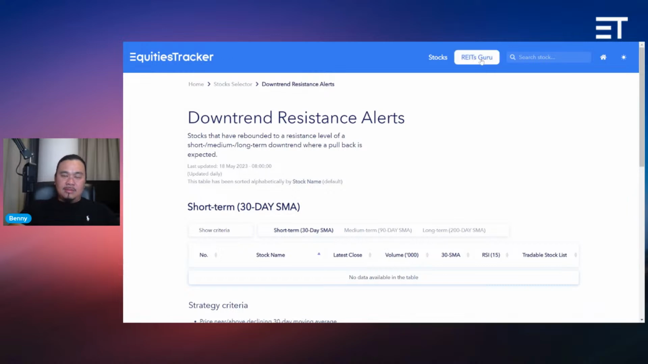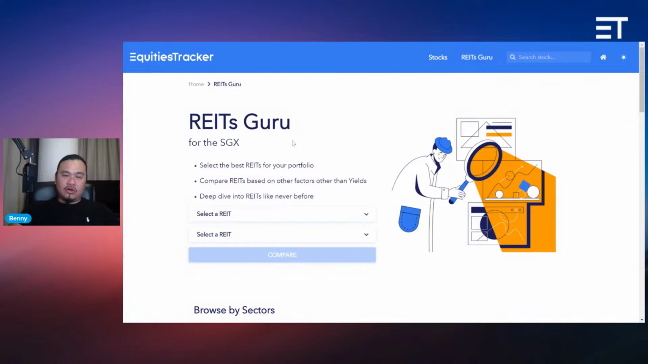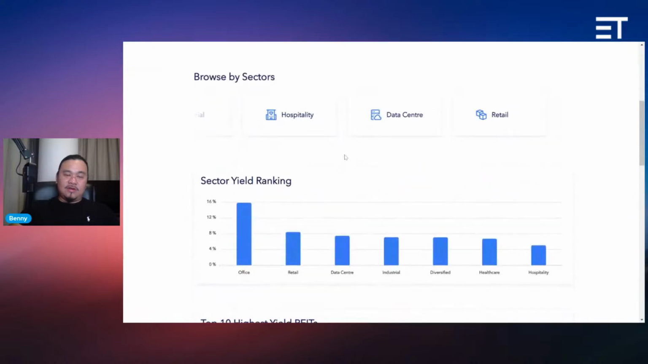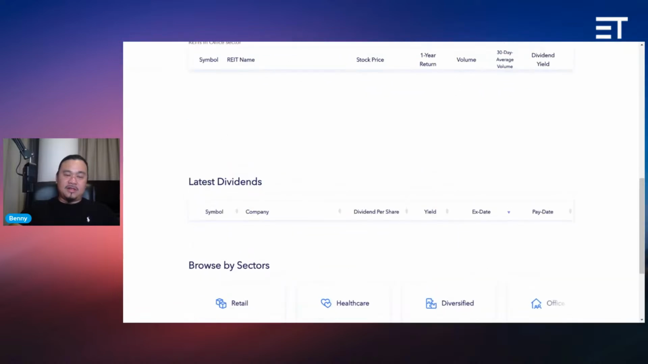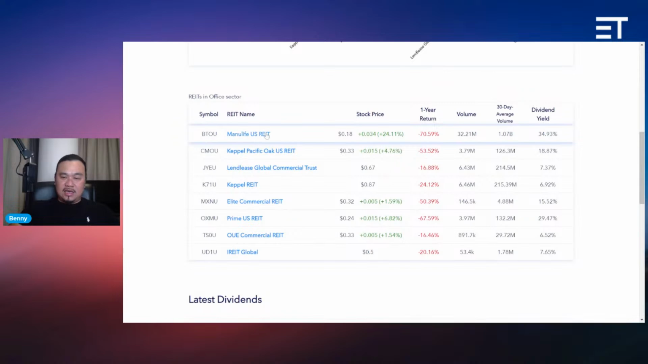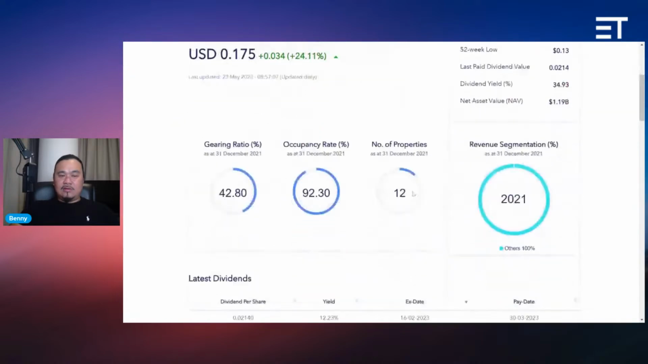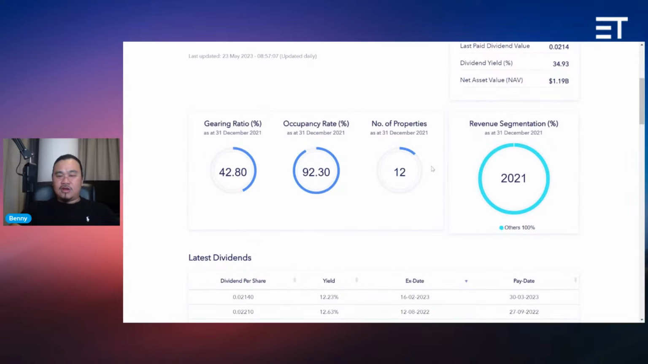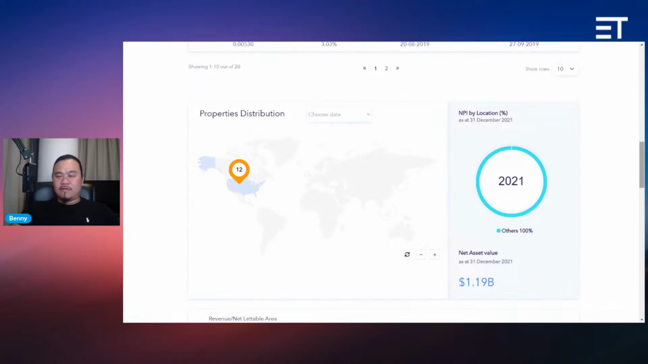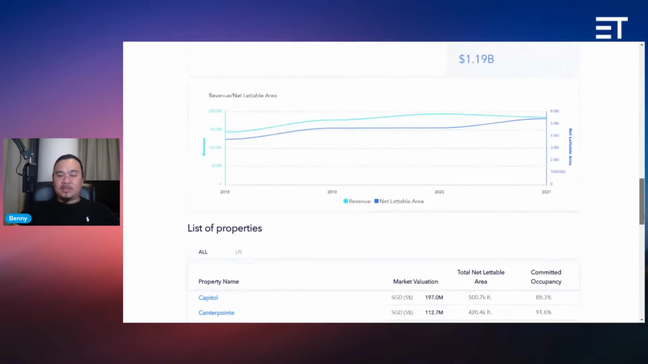Okay. So I think that's about it, because I think in the previous webinar we've actually gone through the REITs. So if you're also looking for REITs in Singapore, you can also use this tool, because there's quite a number of things that you can use here. On the REITs, you can look at the sector, for example, and look for office REITs. These are all the office REITs, and you can go down to the details. That includes the occupancy rate, their gearing ratio, the number of properties they have, the segmentation, the geographical area where they are, and so on and so forth. So it's quite a comprehensive REITs tool.